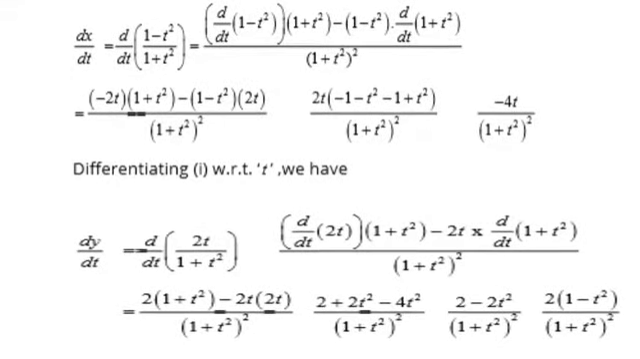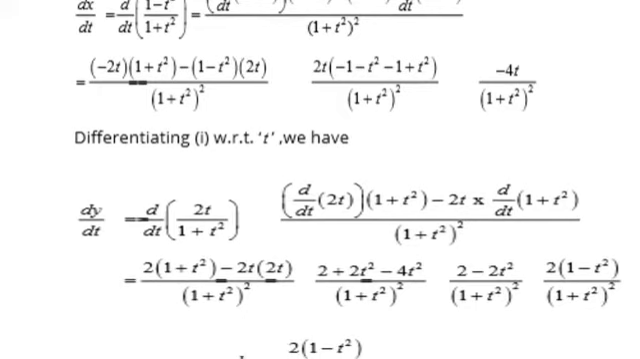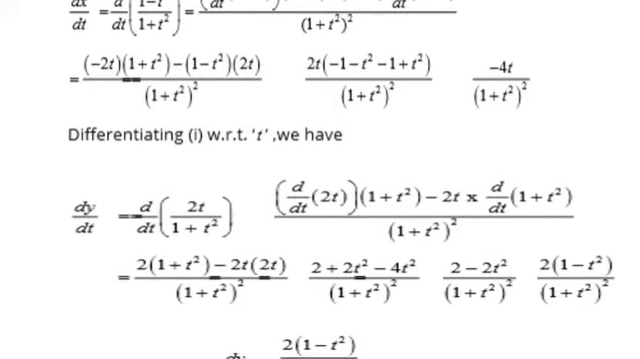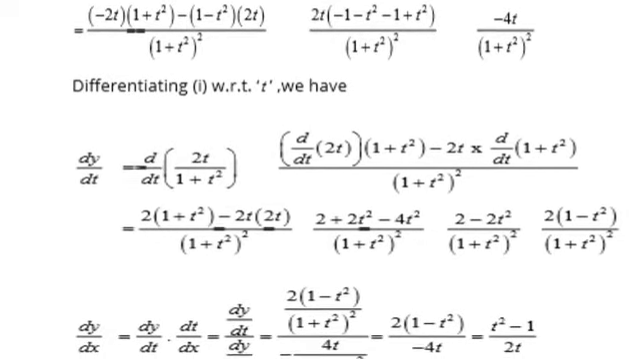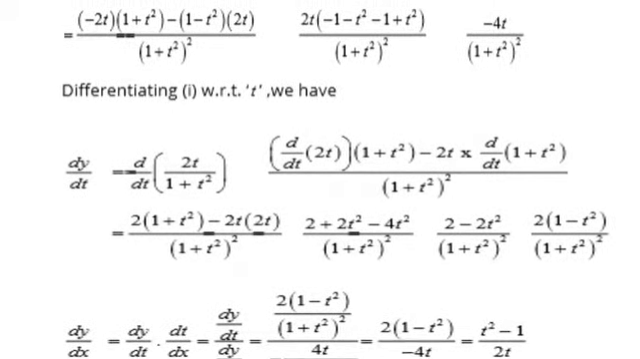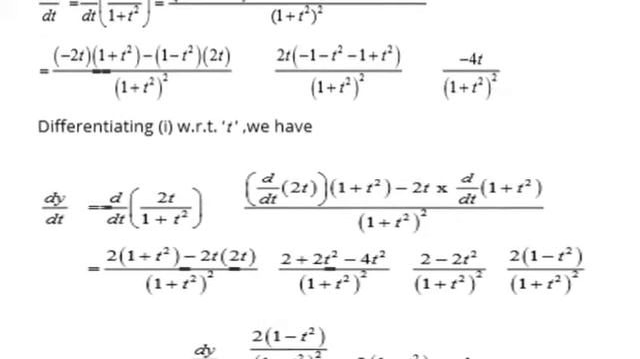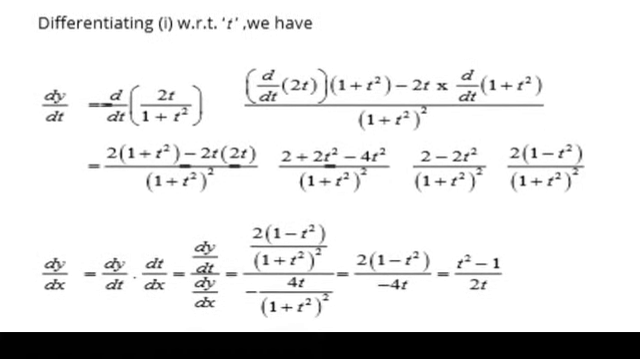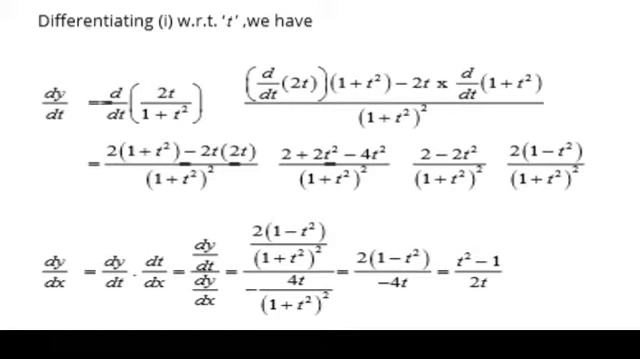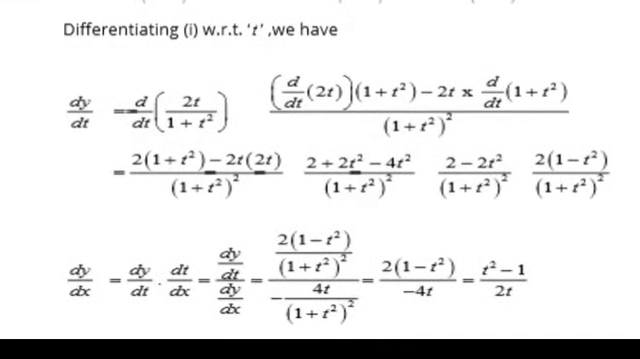Now we differentiate the second equation, 2t over 1 plus t square. Again we apply the quotient rule. The derivative of 2t is 2, and the derivative of 1 plus t square is 0 plus 2t. Then we apply the chain rule, and we divide these values.